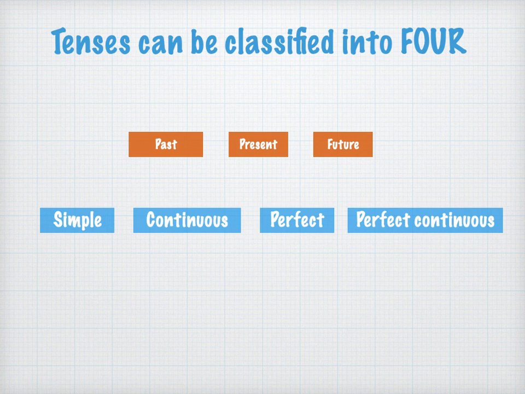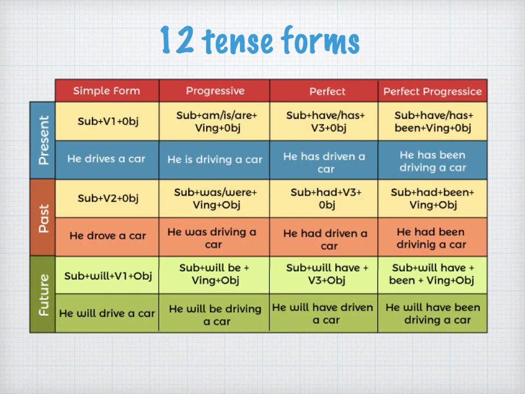Now these tenses can be classified into four different aspects. The first one is simple, then comes continuous. Continuous can also be called progressive. Then comes perfect, and then comes perfect continuous tense, which can also be called perfect progressive tense. So now we have three time indications: past, present, and future, and four different aspects to combine with them. So 3 into 4, you will get 12 tense forms. So in English, in total, you will have 12 tense forms.